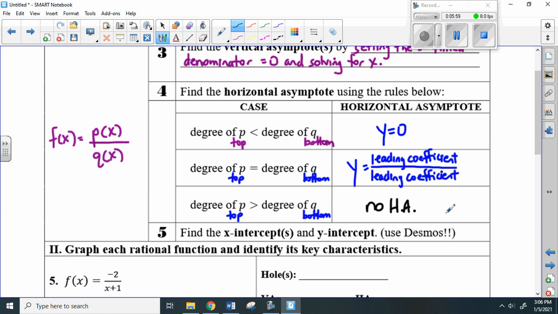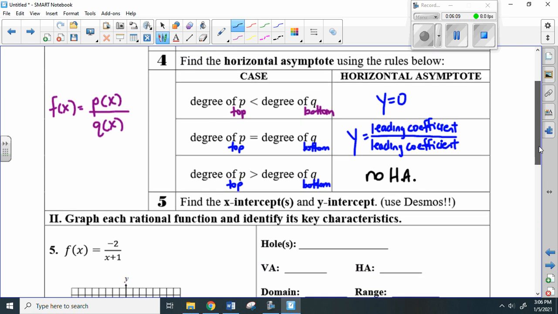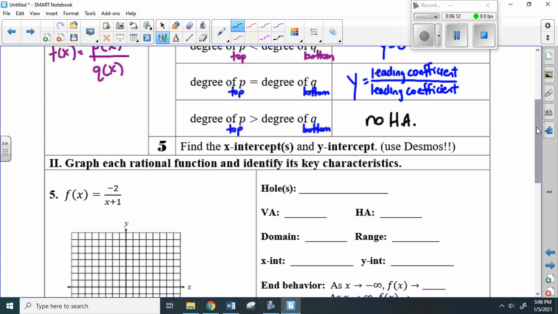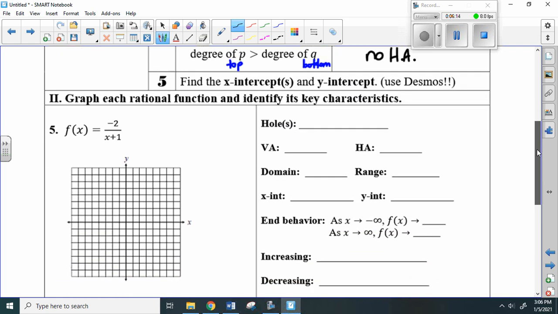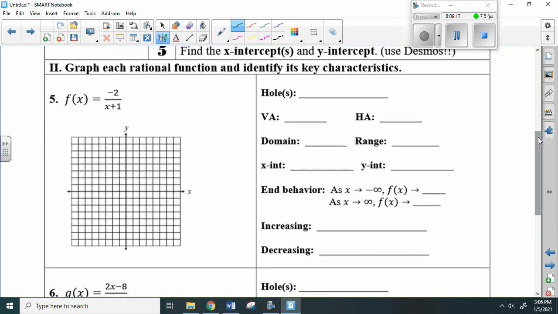Once you have all of that information, you can use Desmos to find the x and y intercepts so that you can make a more accurate sketch. And once you have your sketch, you're also going to have to tell me the domain and range. Then we're going to go back and look at end behavior, something we've done in the past, and we're going to look at intervals of increasing and decreasing.